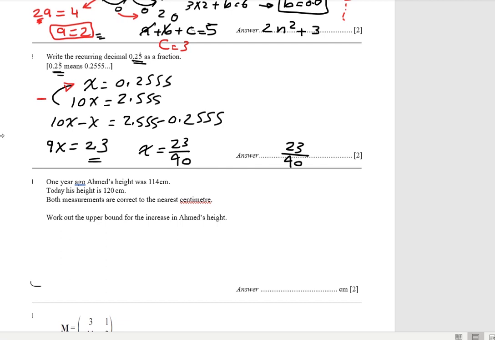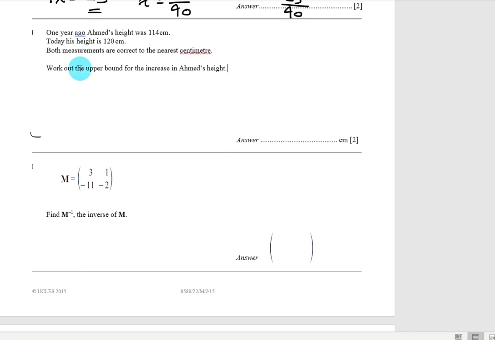Okay, let us go to another question. One year ago, Ahmed's height was 114 centimeters. Today, his height is 120 centimeters. Both measurements are correct to the nearest centimeter. Work out the upper bound for the increase in Ahmed's height.